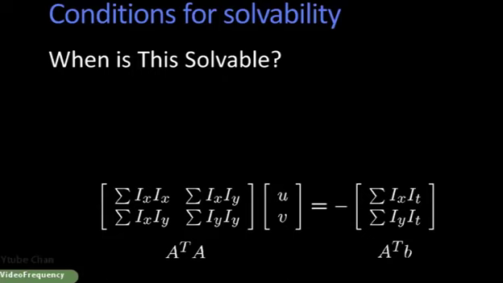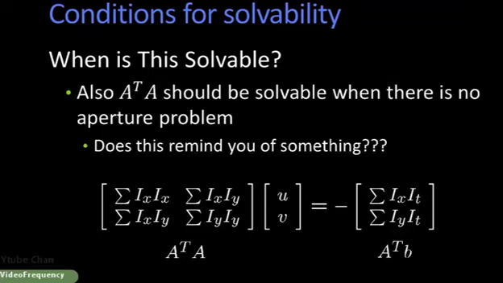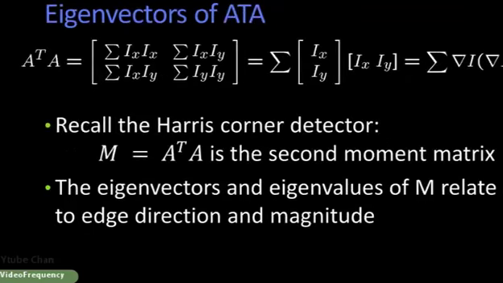But wait. We also know when this should be solvable from the geometric demonstration we just did. This whole problem should be solvable as long as there are different gradients within the window. Because if there are different gradients within the window, then we get those intersections of those lines in UV space. So does this remind you of something, gradients and eigenvalues? Of course it does, because you're right on the ball, all right? You remember our Harris corner detector?